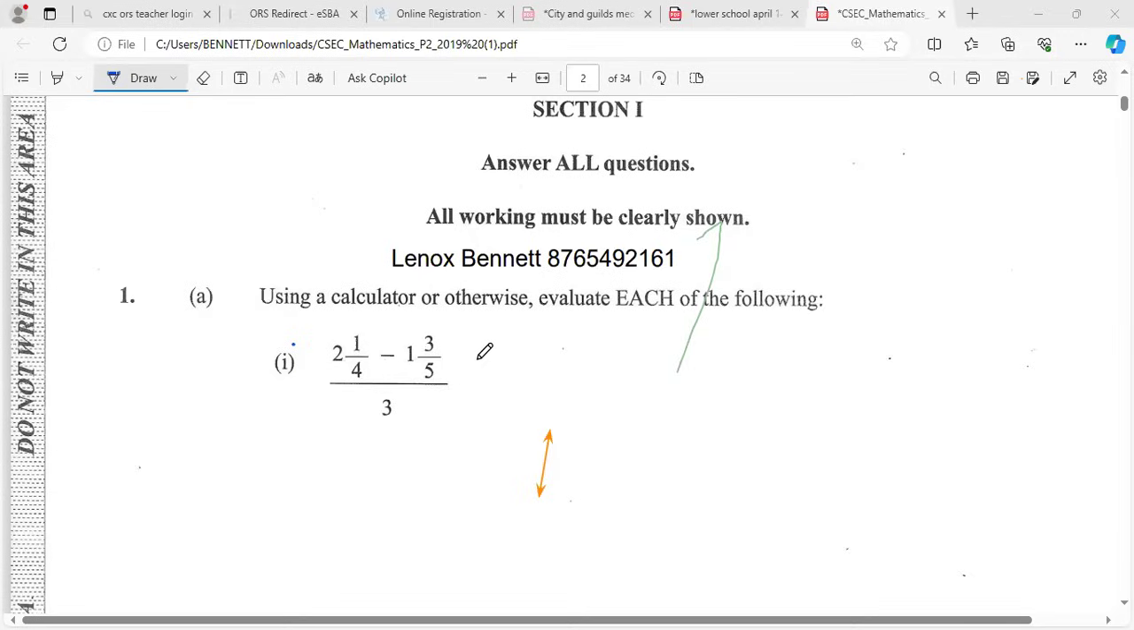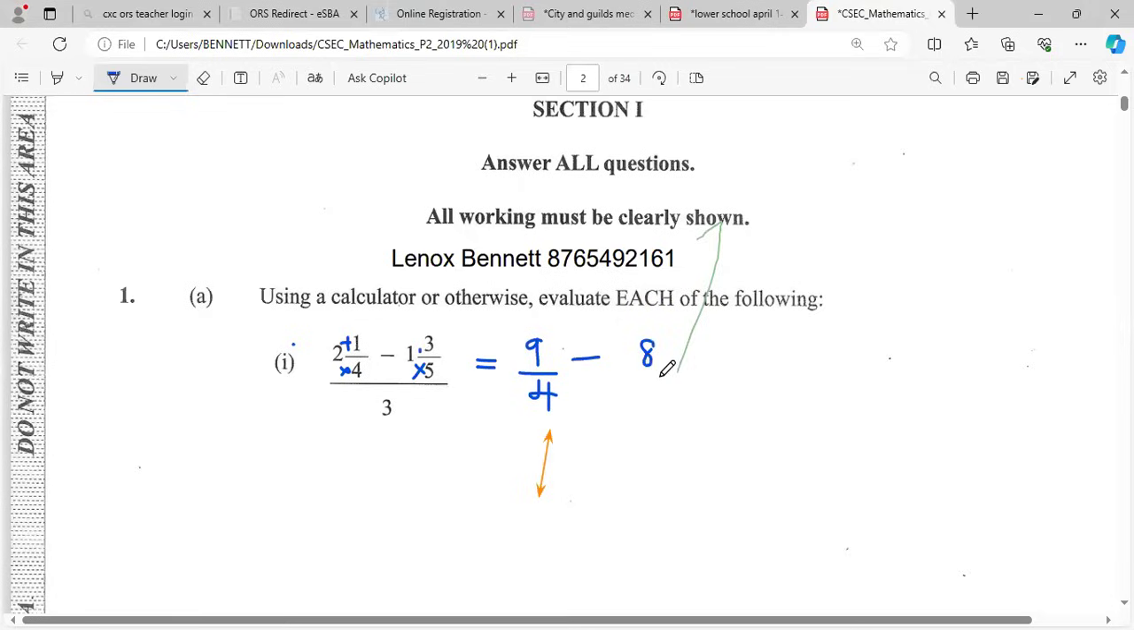So I would suggest we do it the improper way. We multiply 2 times 4, that's 8, plus 1, 9/4. So I would suggest you do it this way. So it will become 9/4 minus 1 times 5, which is 5, plus 3, that's 8/5.